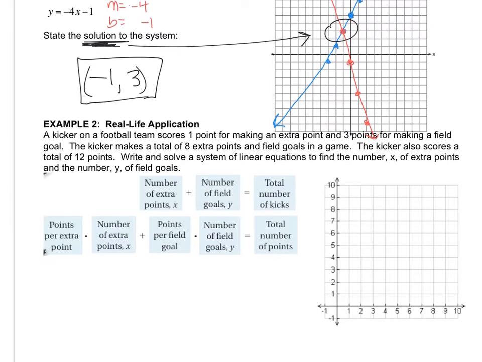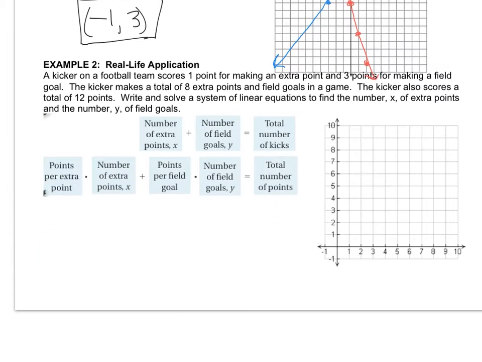All right, example 2 is our first example where we have to write our own equations. So it's a little tricky at first. I give you these little guided boxes, and eventually the guided boxes will disappear and you'll be able to write the equations on your own. But for the meantime, we've got these guided boxes. So what I'd like you to do is read the story, and then when you're done, press play and I will help you create the equations.